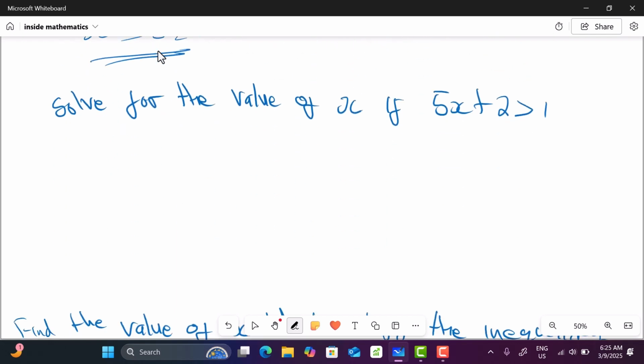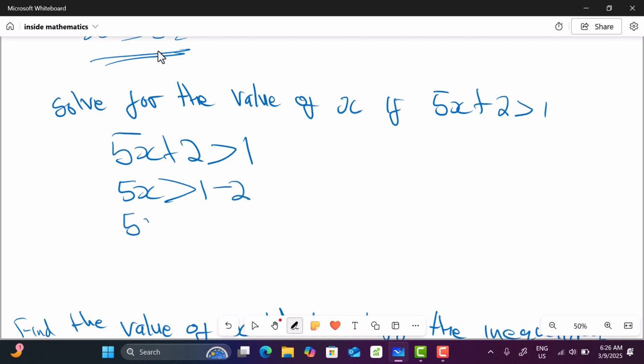And also solve for the value of x for this inequality: 5x plus 2 is greater than 1. So 5x is greater than 1 minus 2. 5x is greater than minus 1. We divide both sides by 5. So x is greater than -1 over 5.